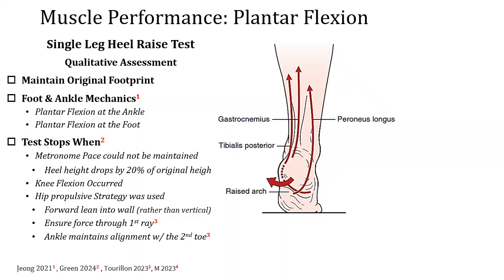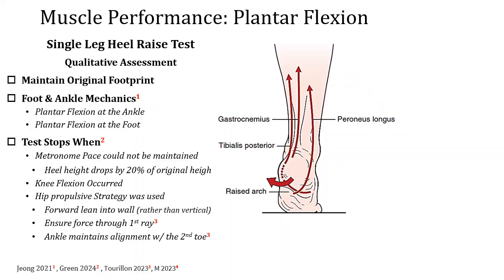For your foot and ankle mechanics, you want to have plantar flexion of both the ankle and the foot itself. I'll give an example moving forward. And then the test stops when the metronome pace cannot be maintained, heel height drops by 20%, or knee flexion occurs with proper cueing and they're unable or unwilling to correct.